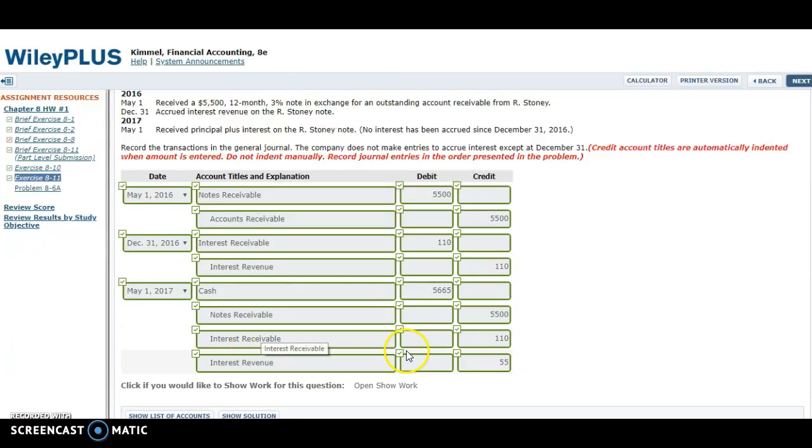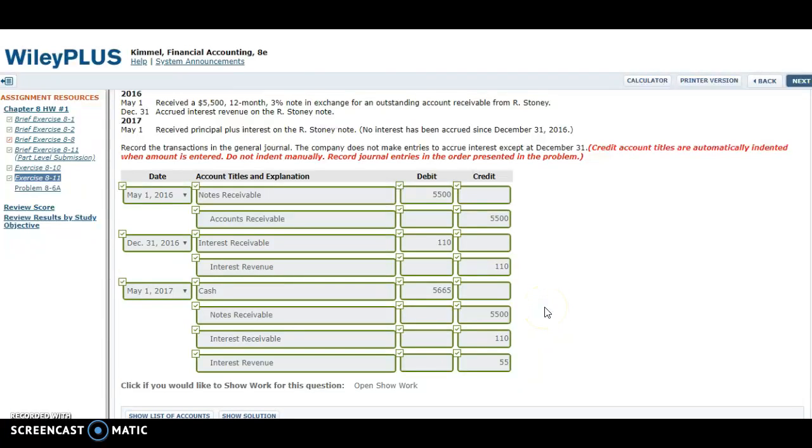Then you'll do interest receivable, and that will be credited as well, because they paid all of the incurred interest, which is $110. And then you want to figure out how much interest they have paid since you last calculated it. So that would be December 31st. You calculated the interest, and you want to calculate for the months of January, February, March, and April. So that's 4 months, so you'll do, again, $5,500 times 4 divided by 12, because that's 4 months, times 3%.